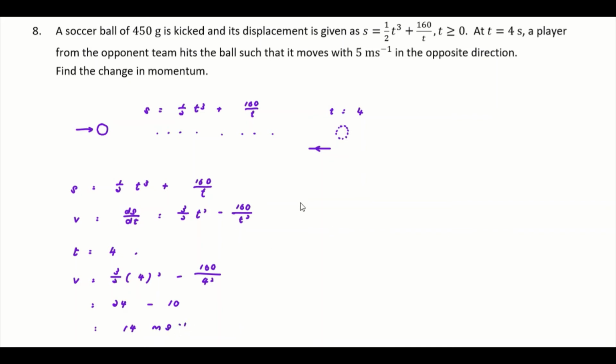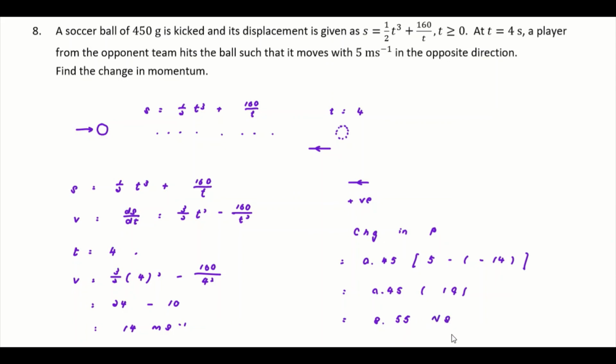Okay, so now let's try to denote our final direction as the positive. So the change in the momentum, P, will be just equal to 0.45. Okay, let me write here 0.45, and then multiply with our final velocity, which is the one after the kick, right? So it's 5, and then minus the initial velocity in a negative direction now, so negative 14. Okay, so we can get 0.45 multiplied with 19, and that actually gives us 8.55 Newton second.